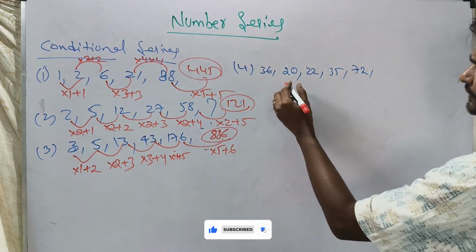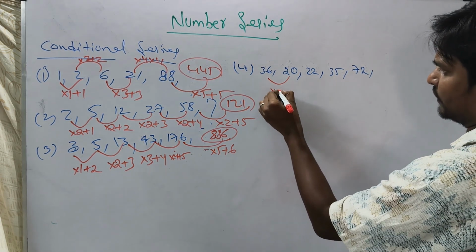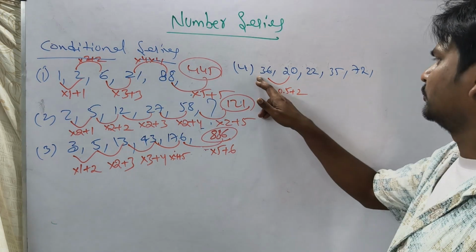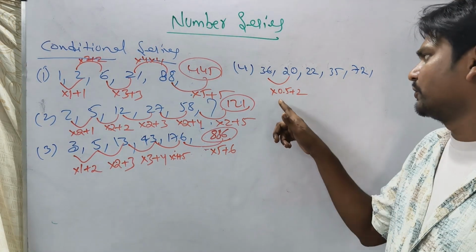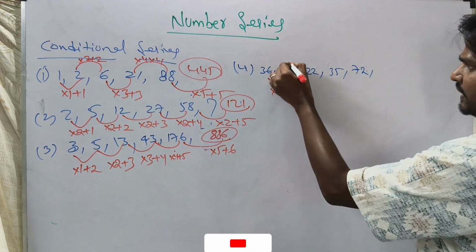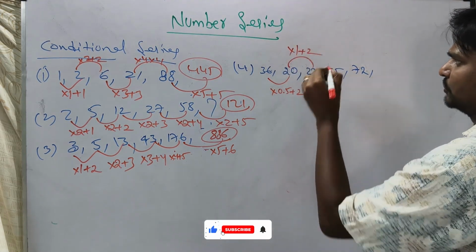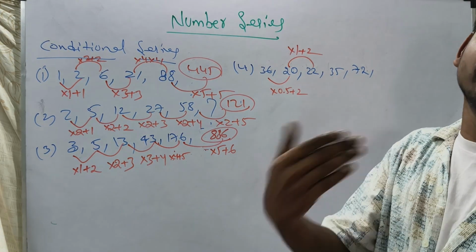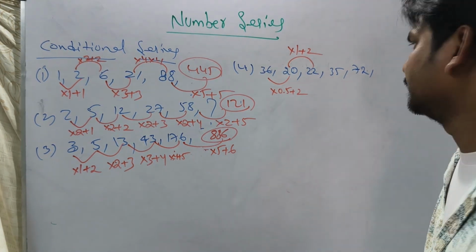Now see here next. From here to here, shall I write this one into 0.5 plus 2? Is there any problem for you? It is nothing but into 1 by 2, correct? Into 1 by 2, 18 you will get. 18 plus 2 gives 20. Next, from here to here, into 1 plus 2, which means from the first multiplication to the next multiplication it is increasing by 0.5 or 1 by 2.